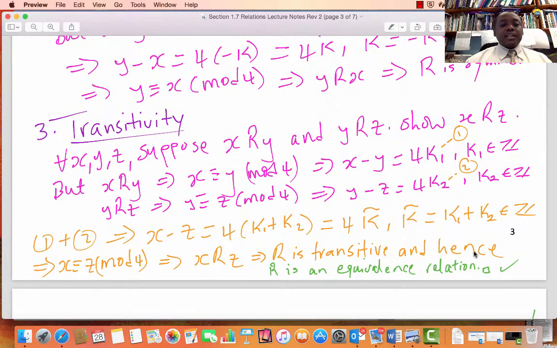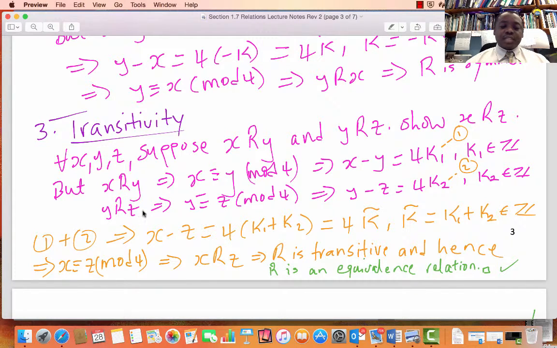Transitivity. Suppose x is related to y and y is related to z for every x, y, z in Z, where Z is the set of integers. I have to prove that x is related to z. But x related to y, what does that mean? x related to y implies x is congruent to y mod 4 from the definition of our relation R. From the definition of congruence, x congruent to y mod 4 implies x minus y equals 4 times some integer, which I would call k1, and call this equation 1.